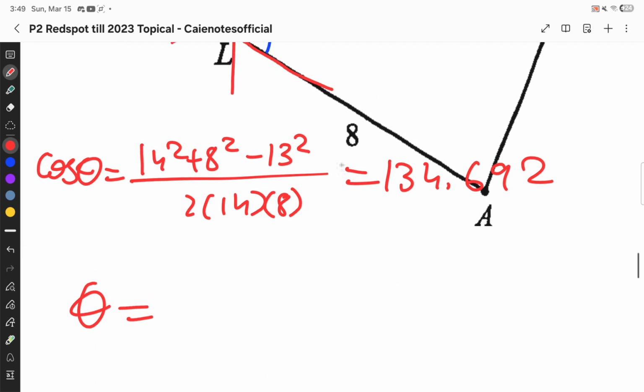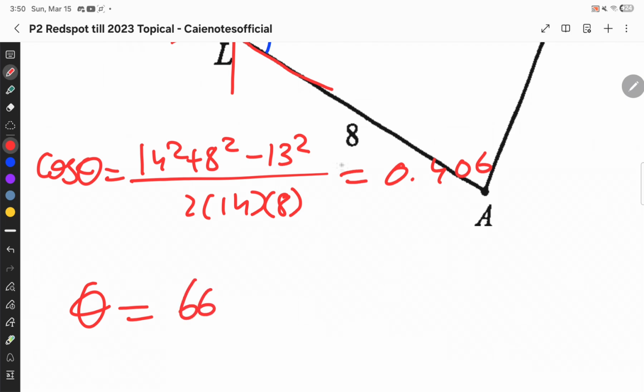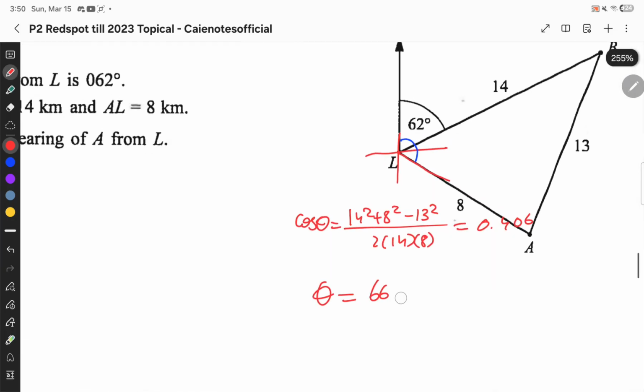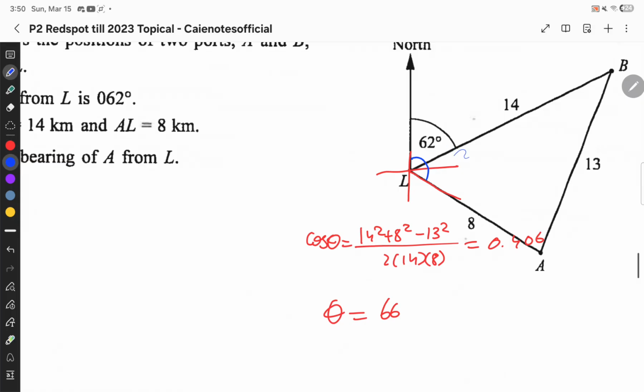Yeah, okay, I did it incorrectly. You see, you need to check if it's outside the range of -1 to 1. If it is, your answer is going to be a math error. So it's 0.406, and you do cosine inverse of 0.406, and your answer is 66.0. Okay, and 66, right, like so.